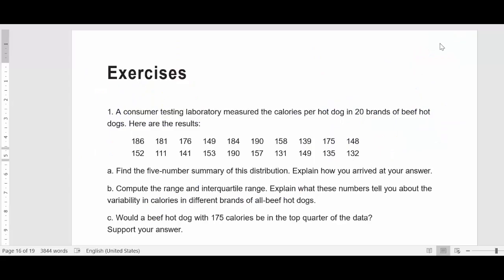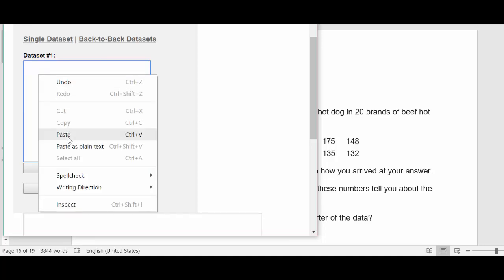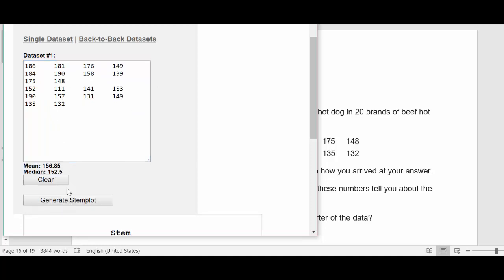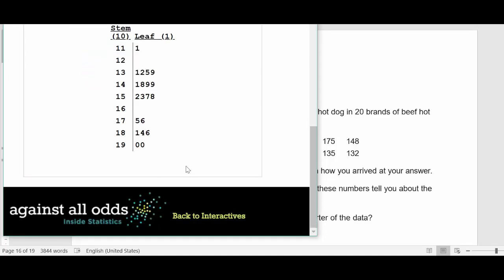So I'm going to copy the data from exercise 1 and put it into a stem leaf plotter. Here we go, the stem leaf plotter that's in your Moodle course. I'm going to paste the data in. There it is. It doesn't matter if it's ranked or not. Generate a stem plot. And there it is. There's the stem plot.